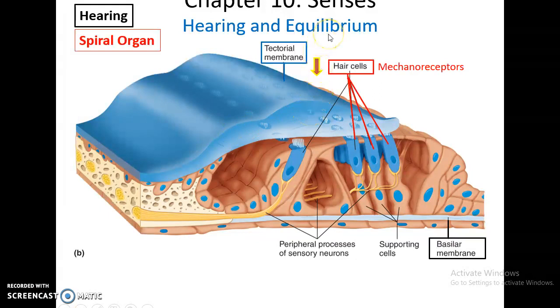So when the pressure waves in the fluid hit the tectorial membrane, it will vibrate, bending the hairs on the hair cells, and this is what generates the signal that gets passed on to the sensory neurons. So the hair cells are a type of mechanoreceptor.